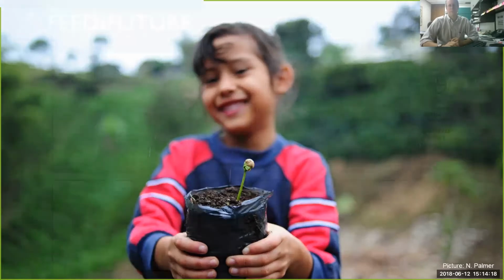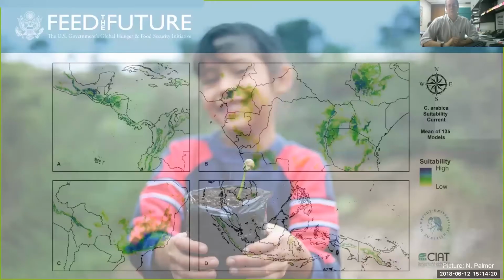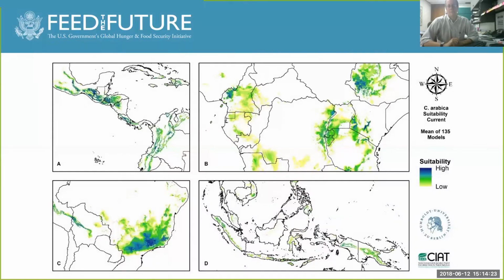In terms of climate, many of you have probably seen these kind of maps, and I'm going to give you a lot of maps during this presentation, but nonetheless, you'll have a copy and you can look at them. What these maps show at a global scale is how suitable current areas of coffee production are for coffee. Up in the upper left, you have Central America. The bottom, then moving to the right, you have basically Africa. Then the bottom left, you have Brazil, and the bottom right, you have Indonesia and the Pacific.